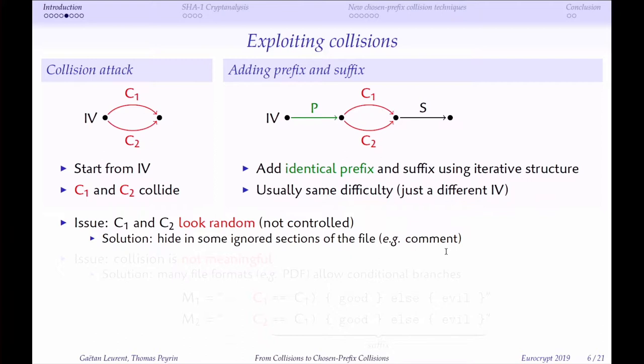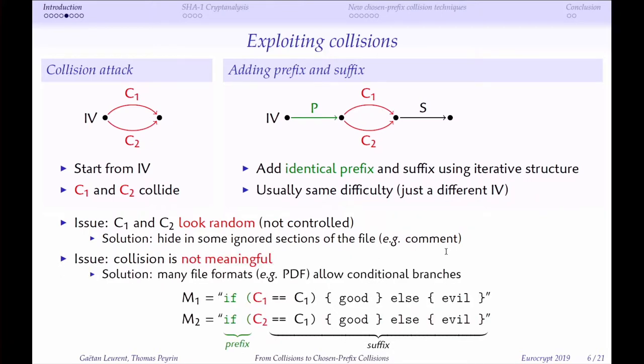So what this means is, if you take messages P C1 S and P C2 S, this is also a collision, and you can choose P and S freely. So you can use this to control your message, and this is very useful if you want to exploit it. The main issue is that you want a collision on two messages that are meaningful. If you just have a collision on two random messages, it's hard to use. But using this prefix and suffix trick, you can do it with relatively meaningful messages.